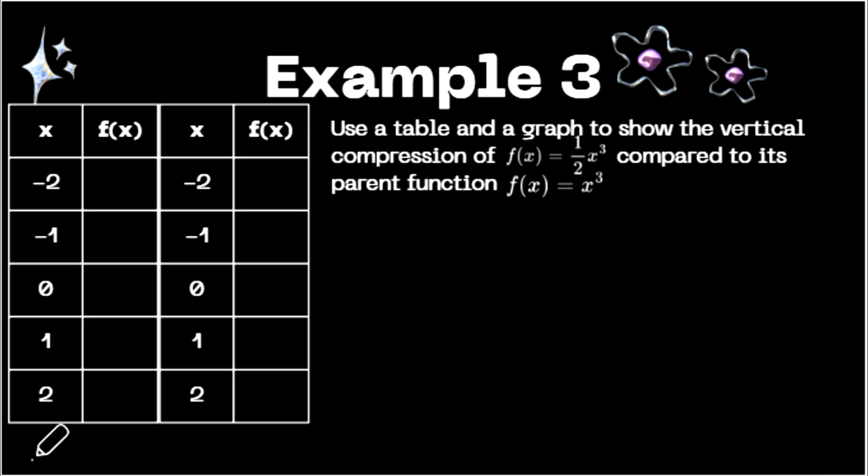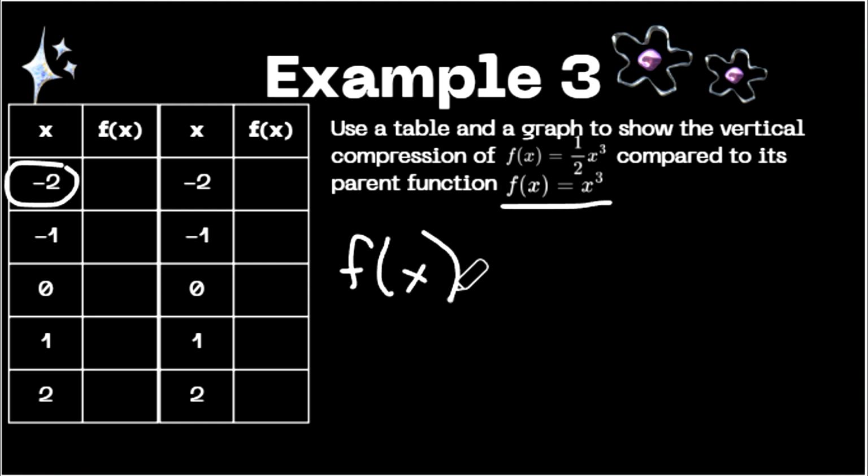So here we have our two tables. This will be our parent function, and this will be our dilated function. So let's figure out some of these answers. We'll start with this one for our parent function. So we have f of x is equal to our value for x, which is negative 2, cubed. So negative 2 times negative 2 is positive 4 times negative 2 is negative 8.